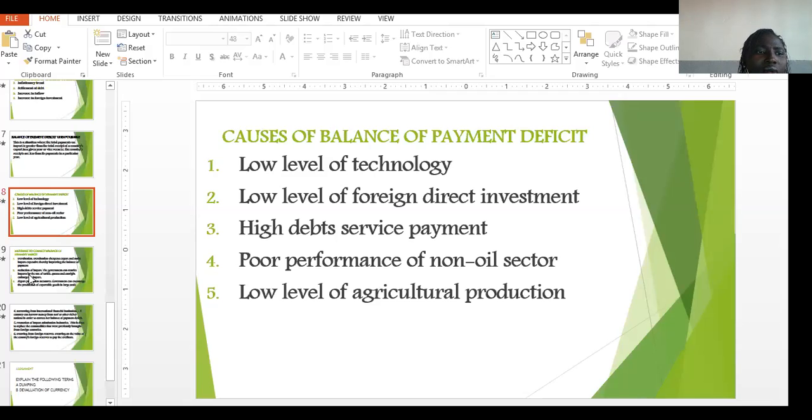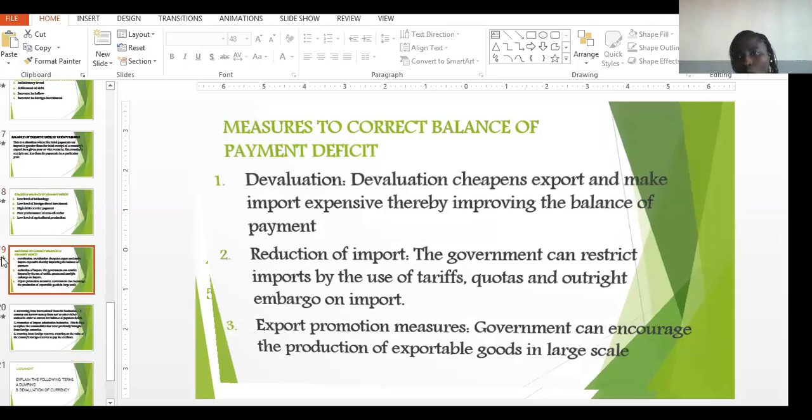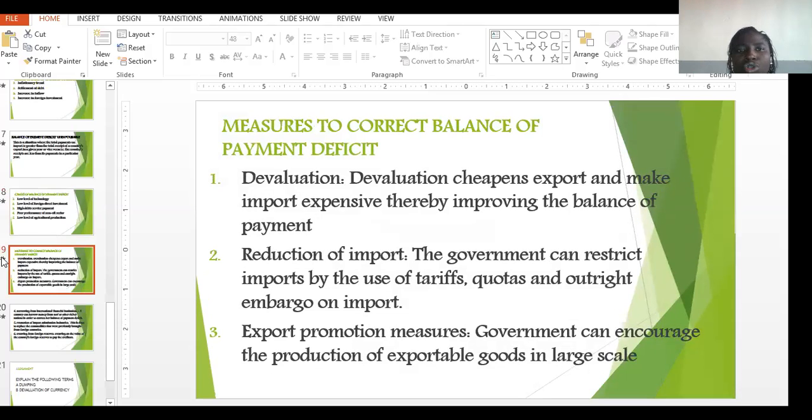So we want to look at how, there's a popular saying that a problem known is half solved. How do we correct this balance of payment deficit? Or how do we control it? One, devaluation.